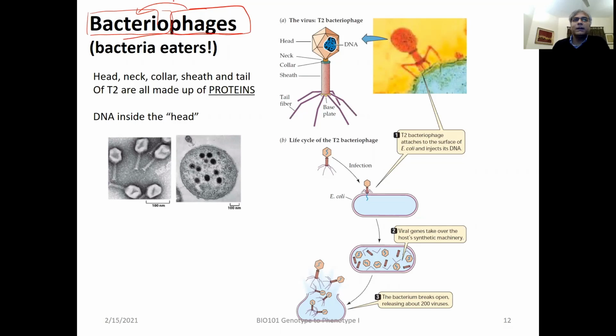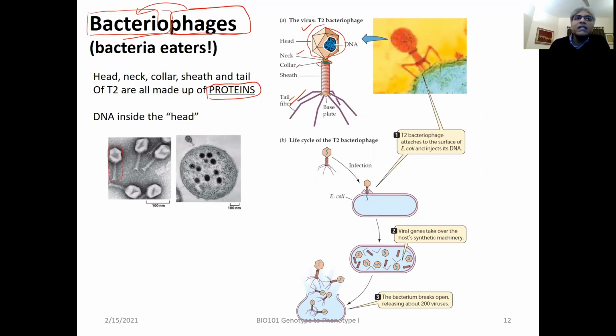They eat up bacteria. This is the electron micrograph. This is a real picture. This is how this virus looks, and its structure is drawn here. It has a head, a neck, then this collar, and then this tail. All of this, head, neck, collar, tail, are made up of proteins. The DNA of this virus is present within this head. This blue one is the DNA.